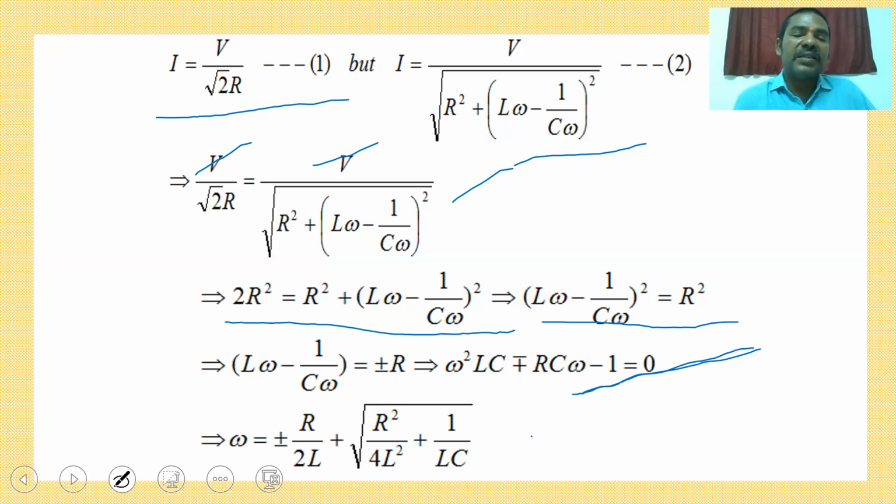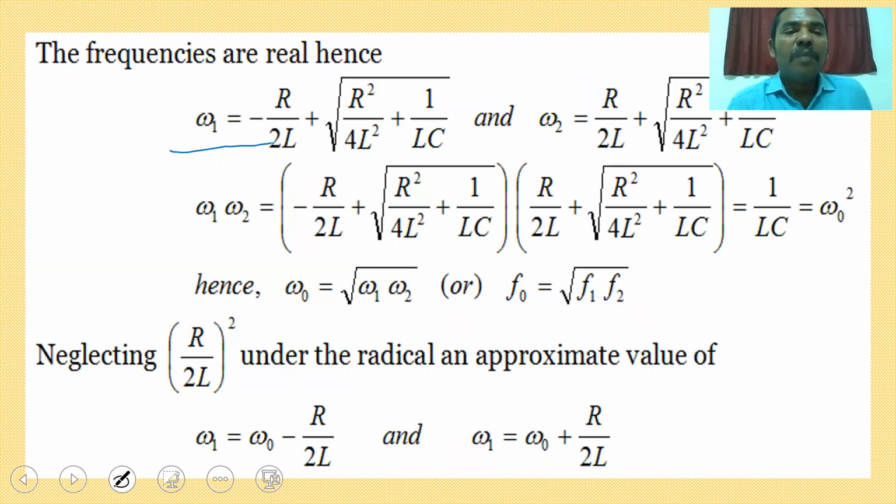The roots of the characteristic equation are plus or minus R by 2L plus root of R square by 4L square plus 1 by LC. So W1 and W2 are the roots for omega. Omega 1 is minus R by 2L plus root of R square divided by 4L square plus 1 by LC, and omega 2 is R by 2L plus root of R square divided by 4L square plus 1 by LC.